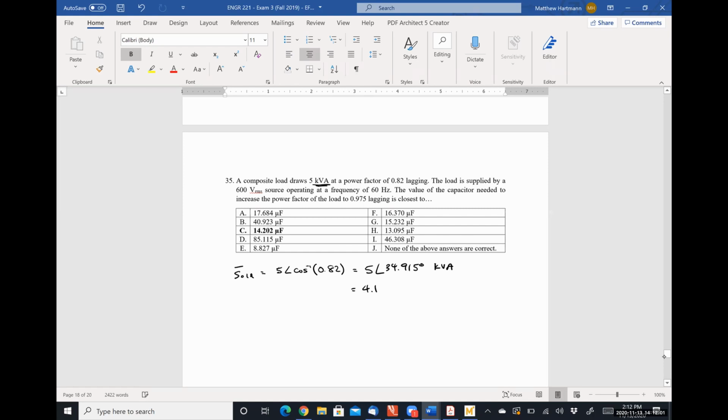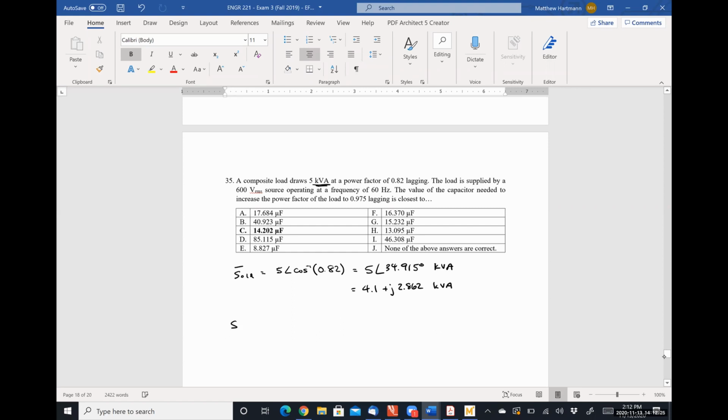or in rectangular form 4.1 plus J2.862 kVA. The load is supplied by a 600 volt RMS source operating at a frequency of 60 hertz. We'll use that in a minute. The value of the capacitor needed to increase the power factor of the load to 0.975 lagging is what?